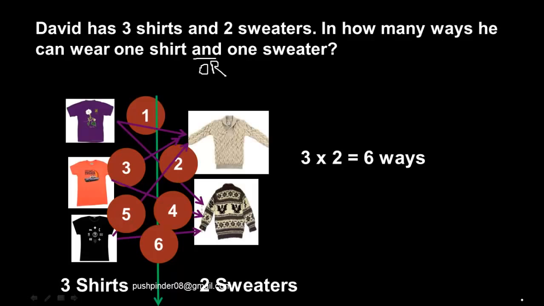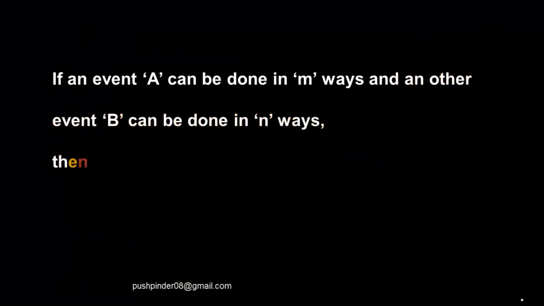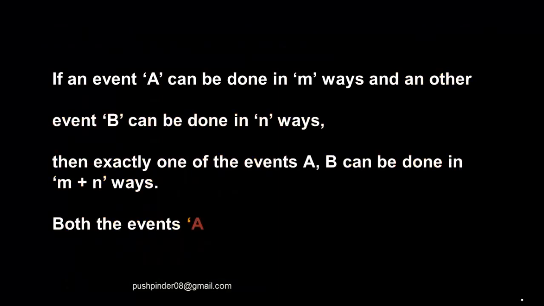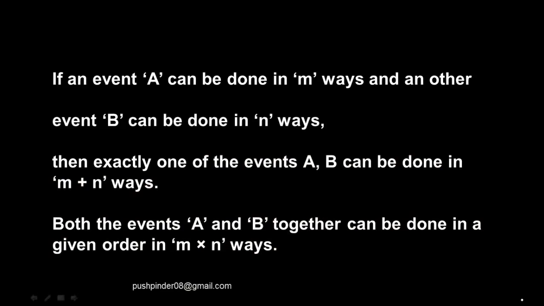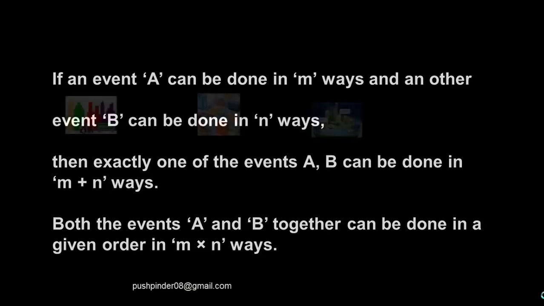If you want to wear either a shirt or a sweater, then there are 5 ways, and if he wants to wear a shirt and a sweater, then there are 6 ways. So I hope everyone is understanding that if event A can be done in m ways and event B can be done in n ways, then exactly one of the events can be done in m plus n ways. If events A and B together are done, it can be done in m into n ways. Till now it's pretty basic stuff. You must be knowing all this even before watching the video. So let's go ahead.